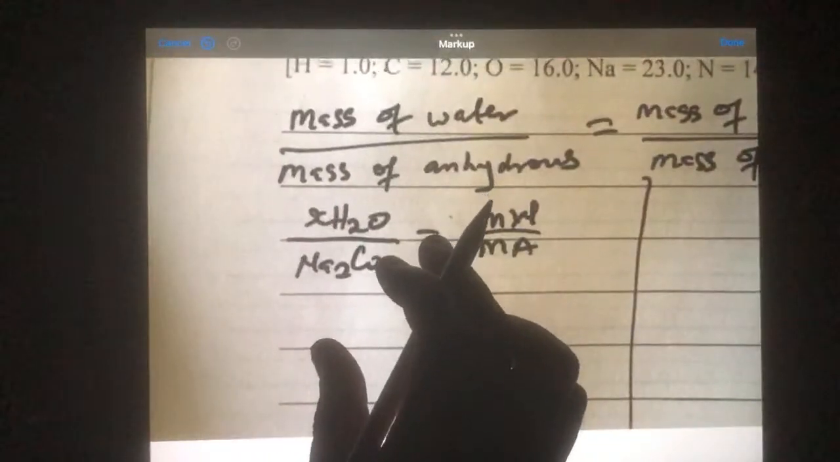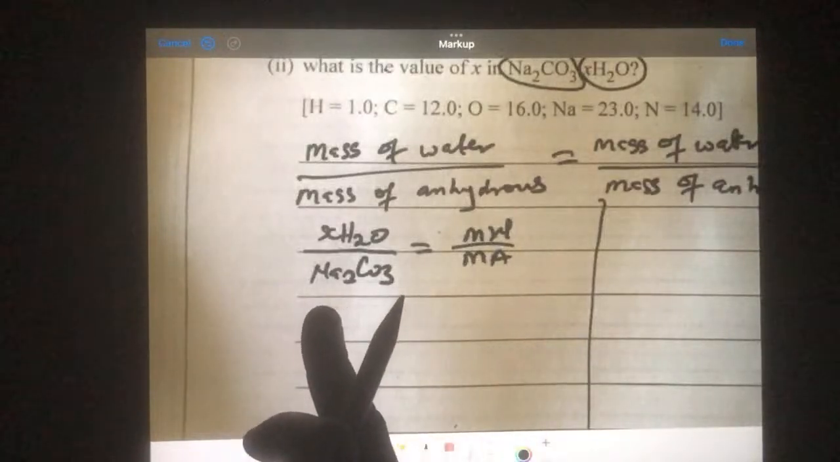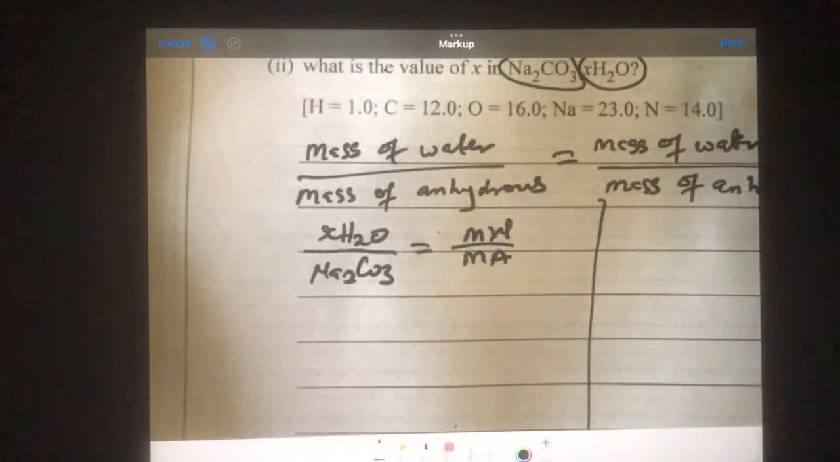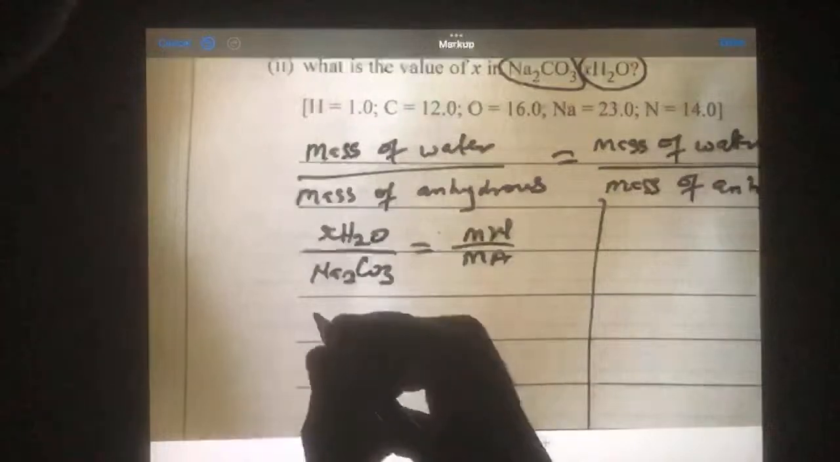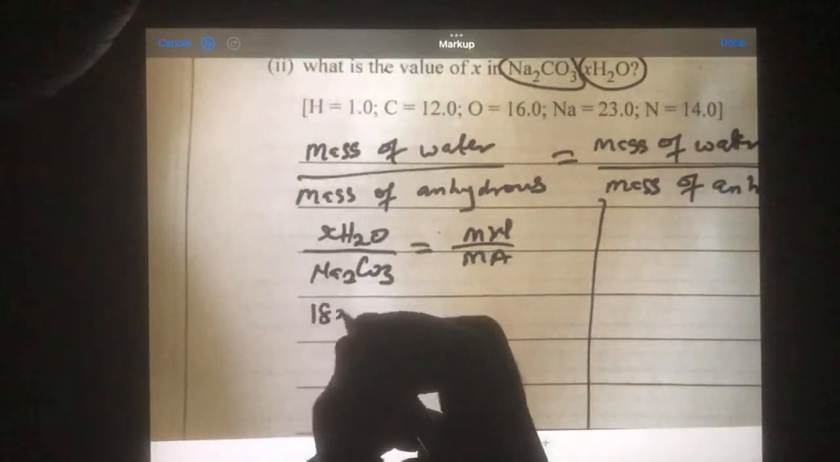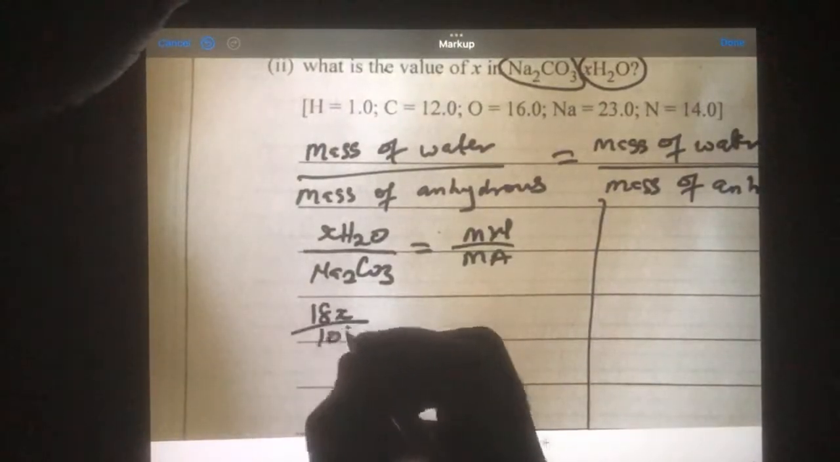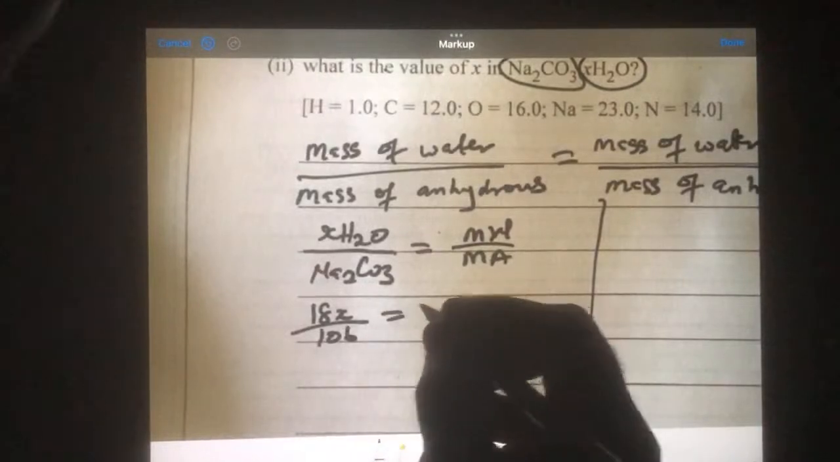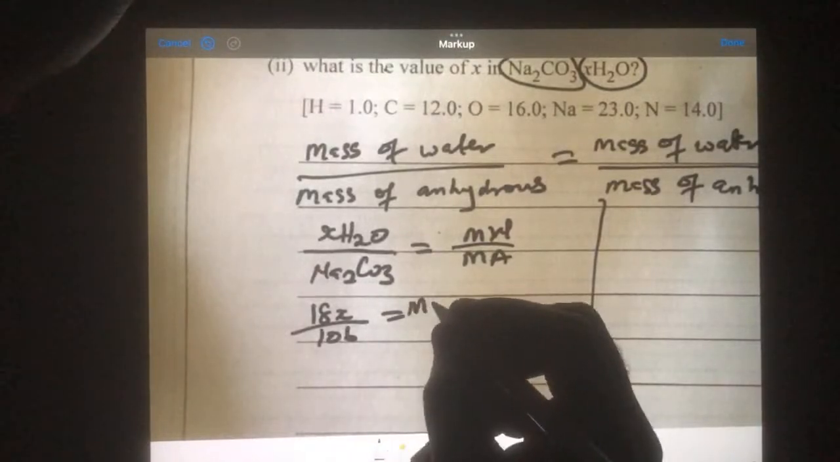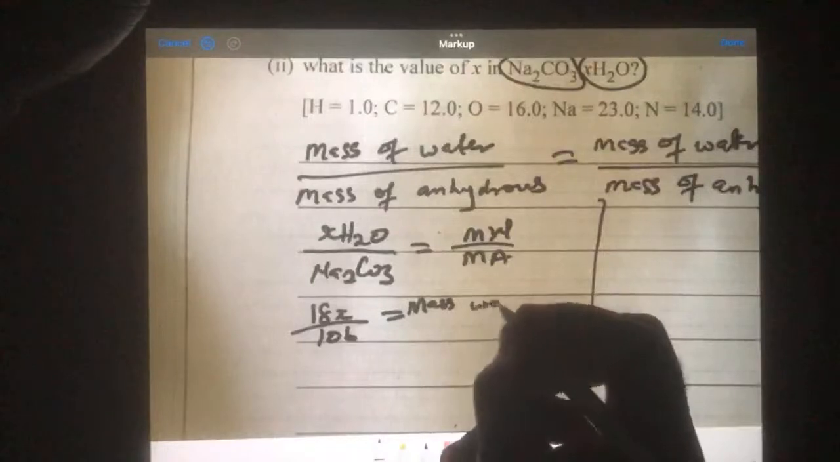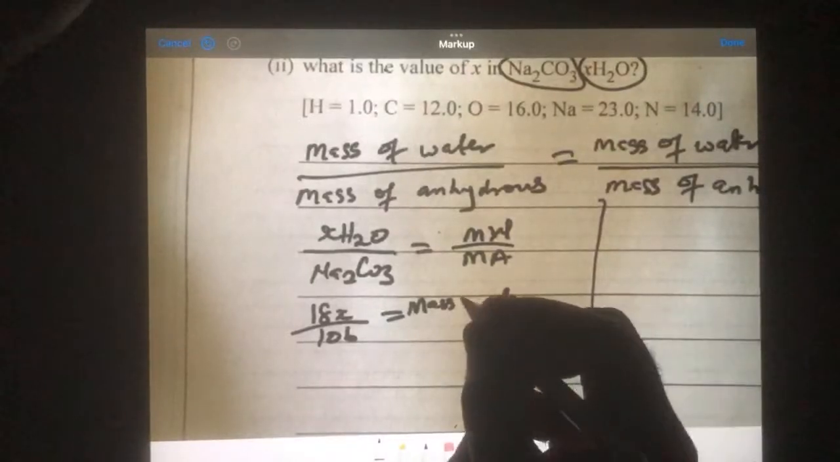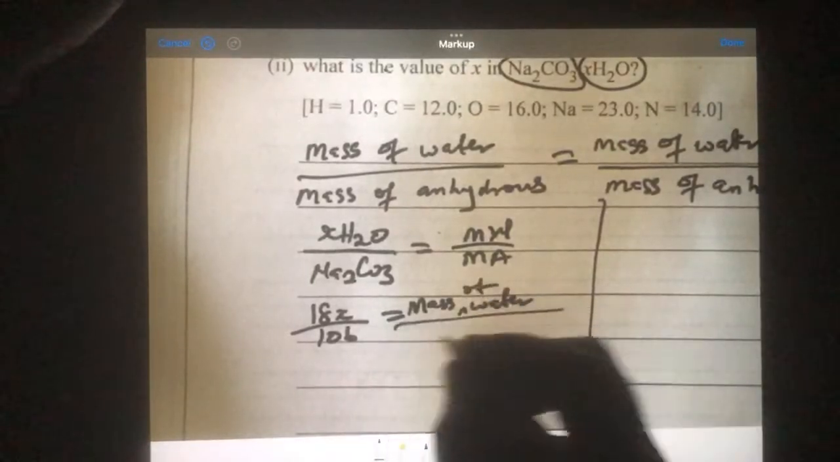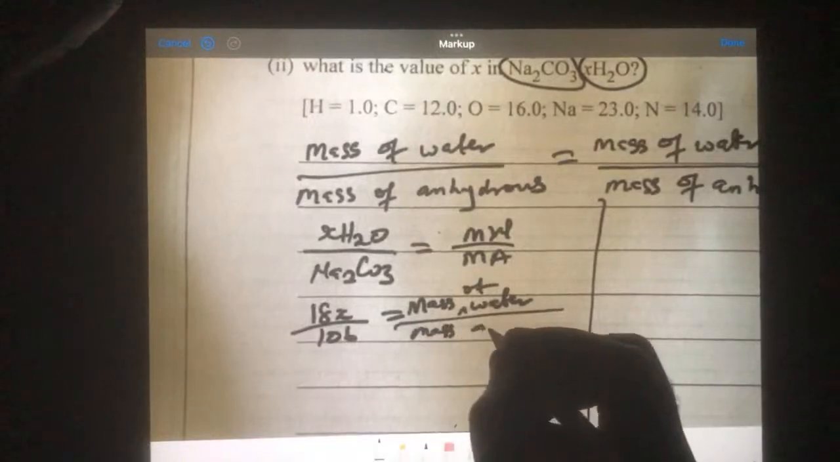1 times 2 is 2 plus 16 times 1, which is 18. Molar mass of sodium carbonate is 106. Therefore, we have now gotten that 18x is equal to 106, which is equal to, we will now go and find the mass of water obtained all over the mass of the anhydrous.